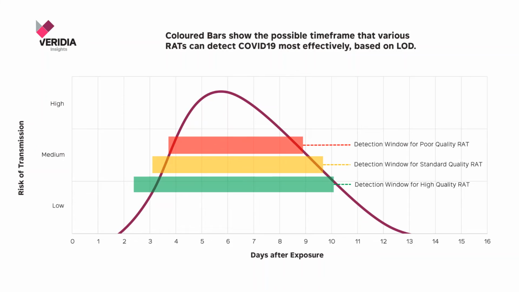What about the limit of detection number? What does that refer to? Okay, so the limit of detection is another important number because it measures the minimum amount of virus that the test needs to detect a positive case. In the very early stages of an infection, if the amount of COVID in your sample is less than the limit of detection, then the RAT can miss the case. That means the lower the LOD, the better.